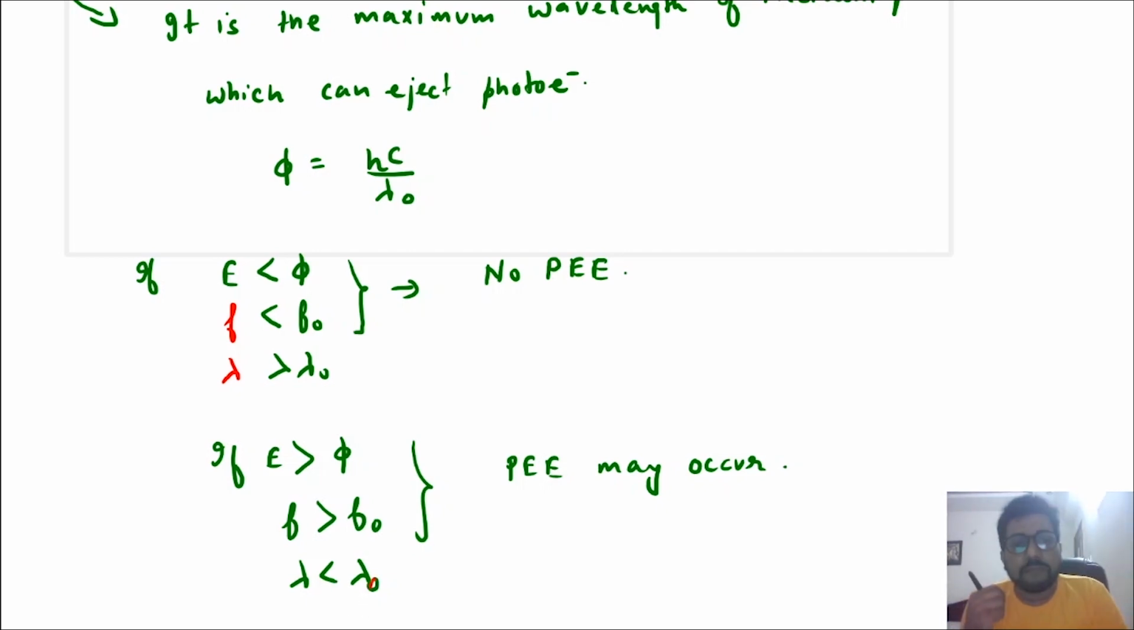I'm saying may occur because the efficiency is very less. That means if crores of photons strike the metal plate, only a fraction or a few number of electrons will come out, right? So that is why I have written may occur, because it's not necessary that even if the energy is sufficient, an electron is getting ejected. It's not necessary. All right.